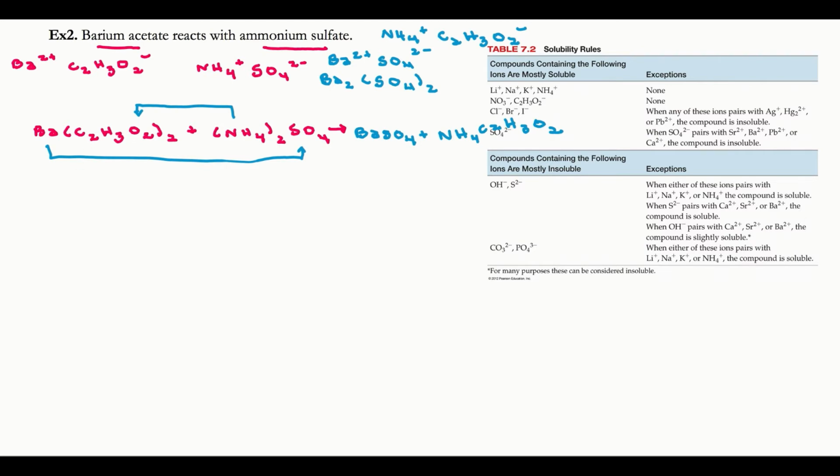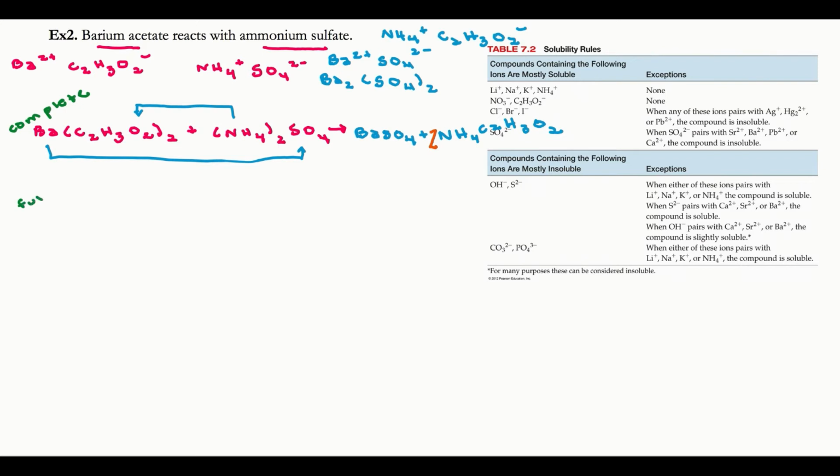Okay, now I need to quickly balance. I've got one barium, 2 acetates on my reactant side, so I need to put a 2 in front of ammonium acetate on my product side. I've got 2 ammoniums on my reactant and product side, and 1 sulfate on both sides. So I am now balanced. Okay, so this is my complete reaction, my complete double replacement reaction. Let's now write my full ionic.